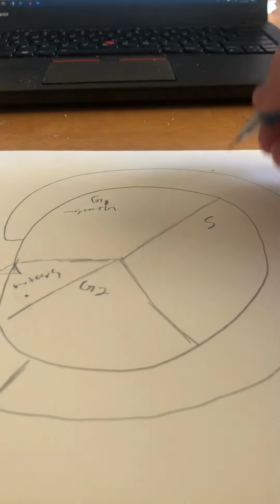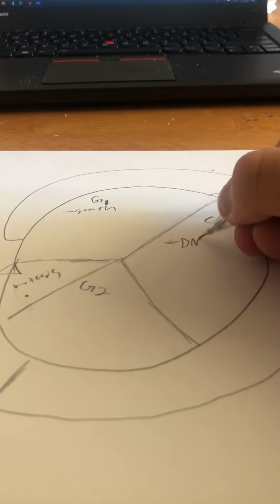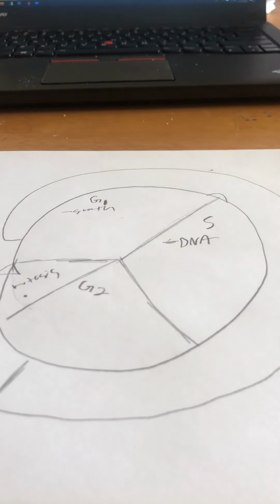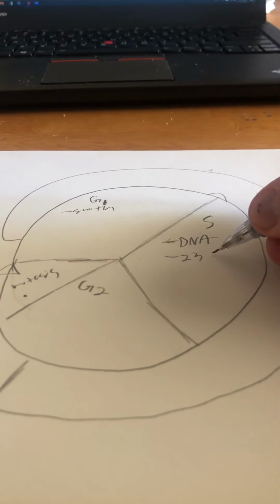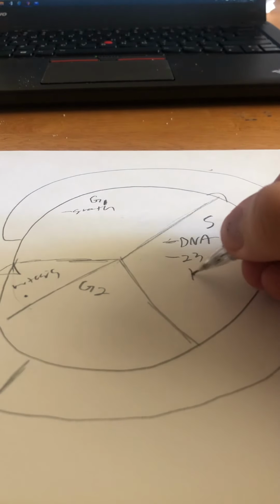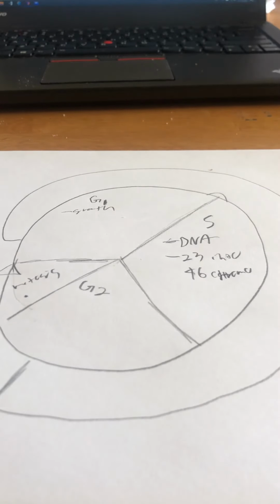But it then moves into a phase called S phase, where the DNA, deoxyribonucleic acid, that exists within the nucleus starts to replicate and turns from 23 chromatids into 46 chromosomal pairs called a diploid.